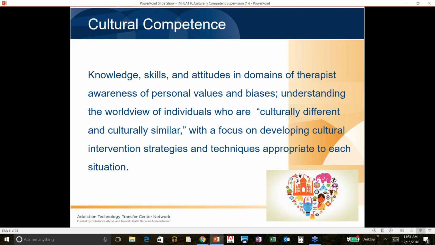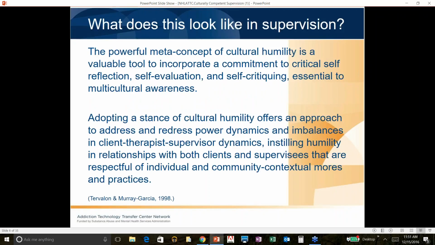So what does this look like in supervision? The meta concept of cultural humility is a valuable tool to incorporate a commitment to critical self-reflection, self-evaluation, and self-critiquing, essential to that multicultural awareness. And so adopting that offers an approach to address and redress power dynamics and imbalances in that client, therapist, supervisor dynamic, and to instill humility in relationships with both clients and supervisees that are respectful of individual and community contextual mores and practices.